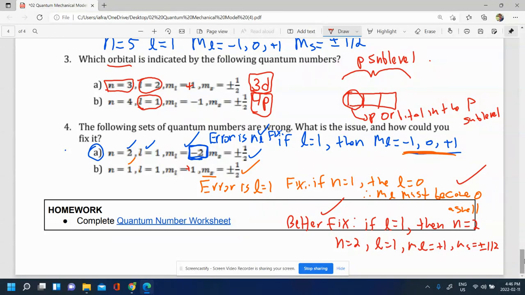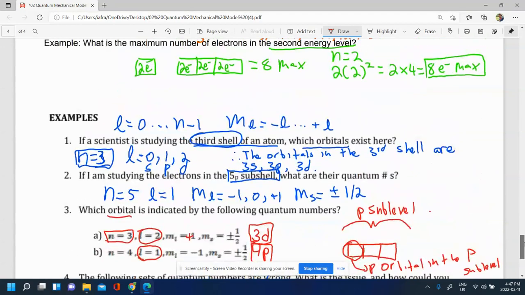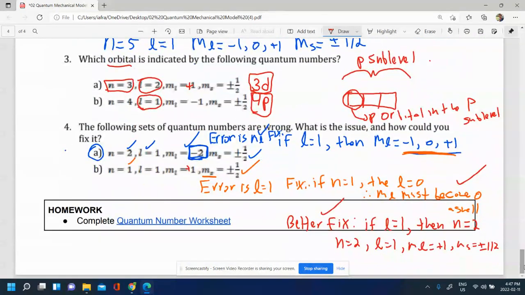So if you're able to do all these questions, then you're ready to try the questions in the visuals, in the worksheets, and then the practice quiz.